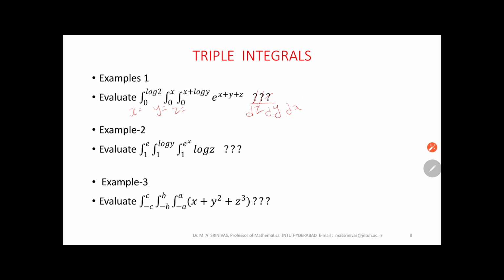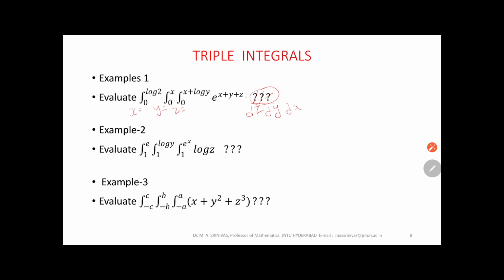I'd like to clearly mention to you that in some books, by mistake, they always write dx, dy, dz here. That is in fact a mistake. They have to follow the proper order. Even in some books or even in the examination, if some question comes like that, you change them according to the limits given to you. Write the proper order. Just for practice, I will evaluate this triple integral.